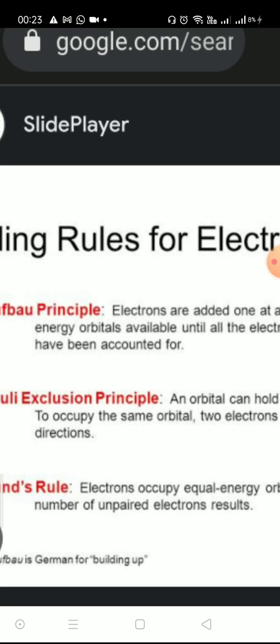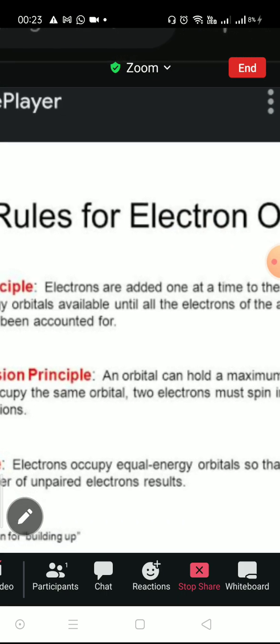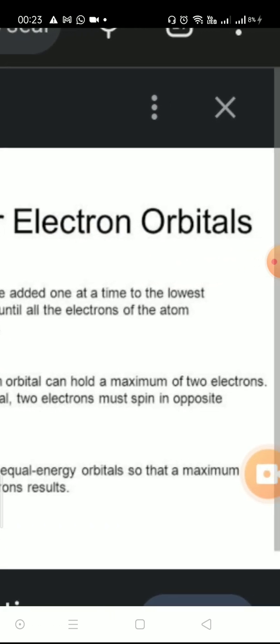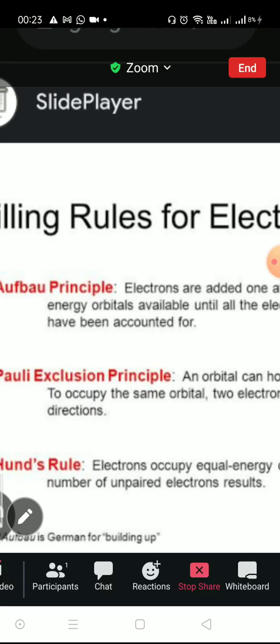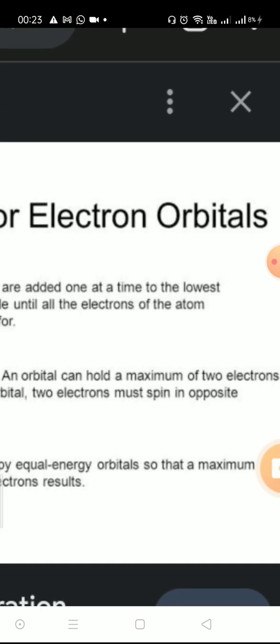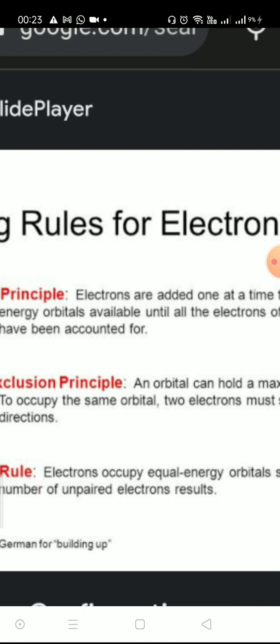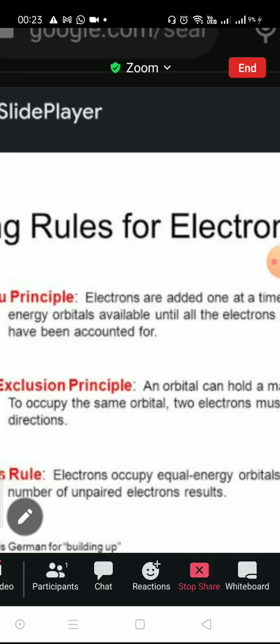Next is Pauli's exclusion principle. An orbital can hold a maximum of 2 electrons. To occupy the same orbital, 2 electrons must spin in opposite directions. Means in an orbital we can have only 2 electrons and that too in opposite directions.